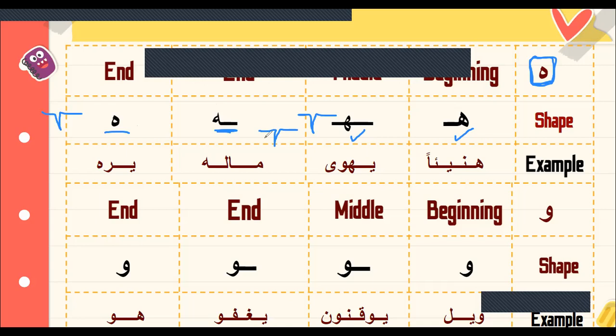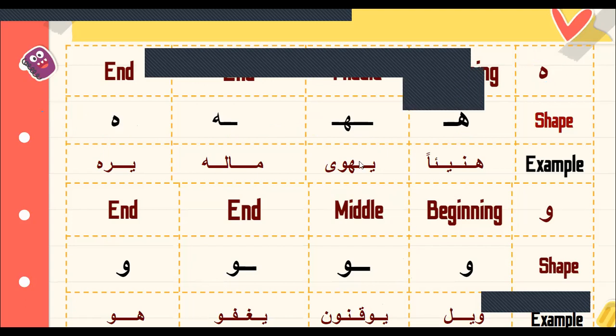As I told you, the ta marbuta and ha are related, but we are not going to discuss it now. For the waw, no one is confused with the waw because it's never changing. But as you see here, it is not joined to letters after. So there is a gap always after the nun.